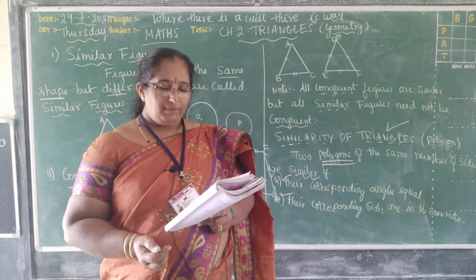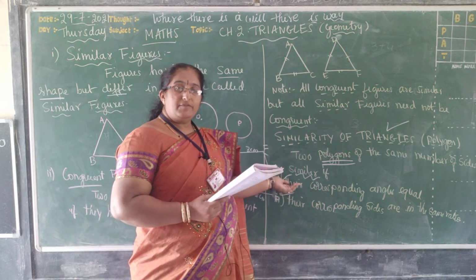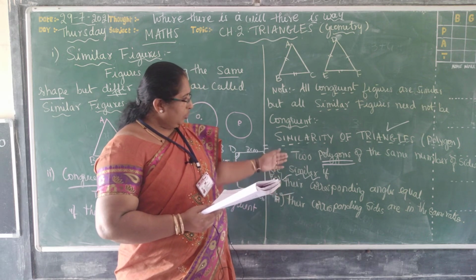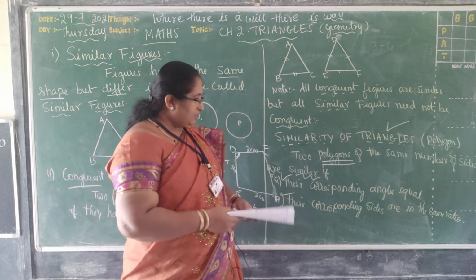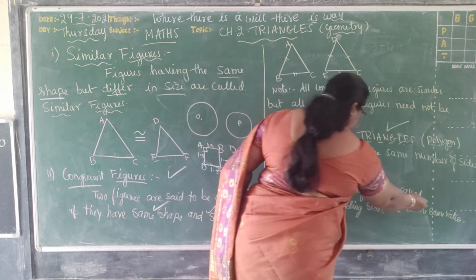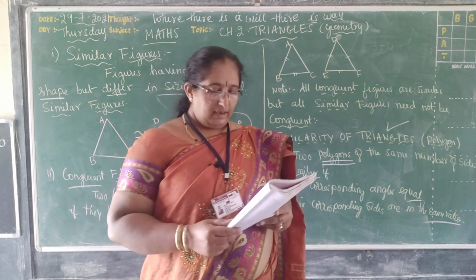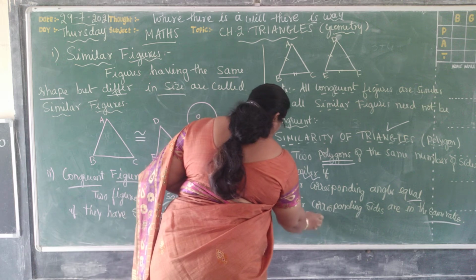Now, the fourth fill up the blank is the same as what I have written here, this definition only they have given. So, once again recall, two polygons of same number of sides are similar if their corresponding angles must be equal and the corresponding sides should be in the same ratio. So, that only they have given, same ratio or proportional. You can use the word proportional.